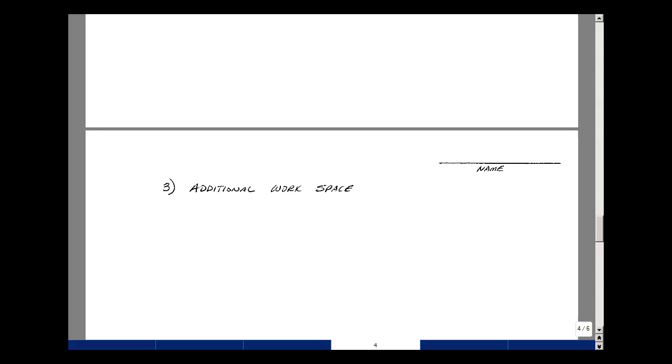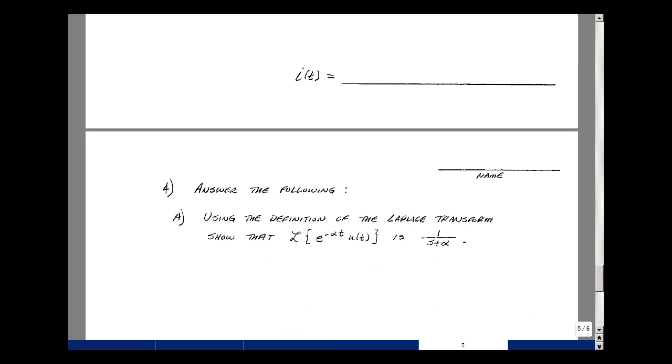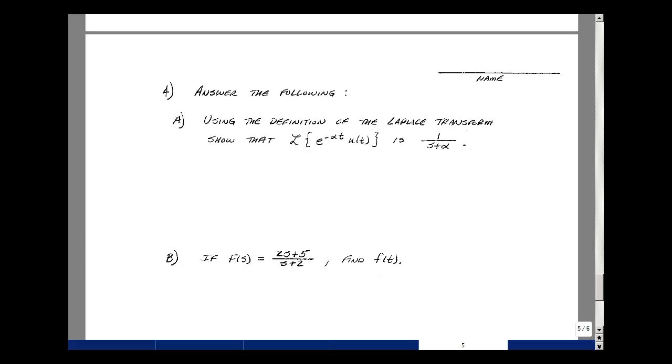The following page is just some additional workspace. Problem number 4 has several parts. The first one, using the definition of the Laplace transform, can you show that the Laplace transform of e to the minus alpha t times u of t is equal to 1 over s plus alpha? Then, given this f of s, can you find f of t?